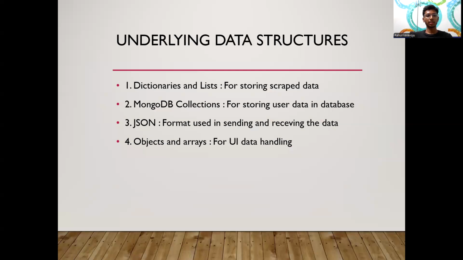Coming to the underlying data structures, we are using dictionaries and lists for storing scraped data. We are using MongoDB collections for storing user data in the database. We are using JSON as a format for sending and receiving the data between the front end and back end. It is very easy and flexible to execute. We are using objects and arrays for UI data handling.